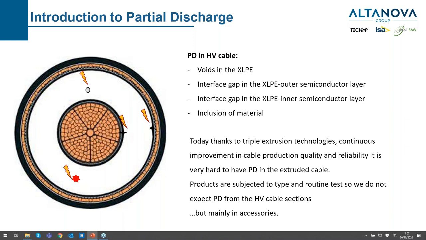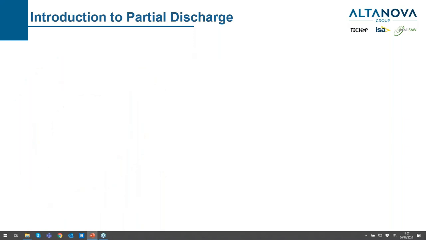Nowadays, such kinds of defects are not so common. The technology on the cable extrusion has widely enhanced its capabilities, and it's very rare to have problems in the cross-linked side of the cable system, even because all the cable drums are tested for partial discharge as an end-of-line test.